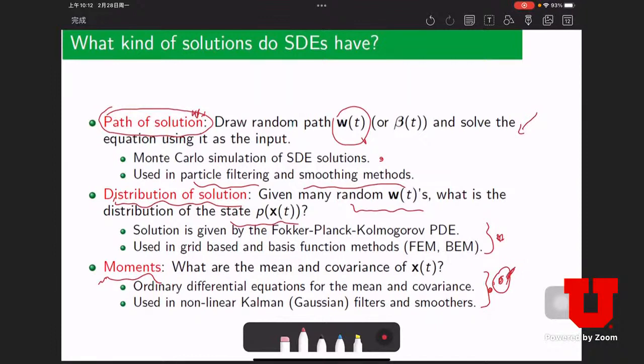But here is the general description, and next I will give some exact examples of how the solution of an SDE looks.